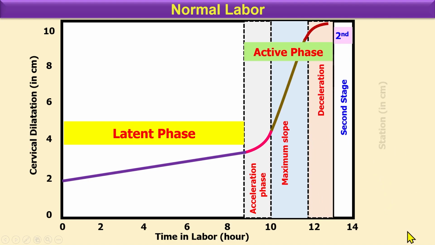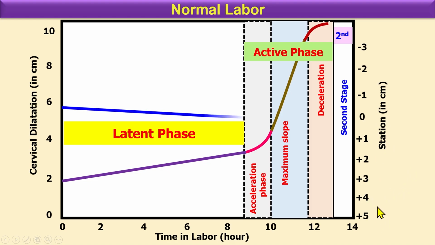If you look at the station, it goes from -5 to +5, where 0 is the engagement station. Here you can see that as the dilation increases, there is a descent of the fetus, and the station reaches up to +5. This is the normal slope of labor.